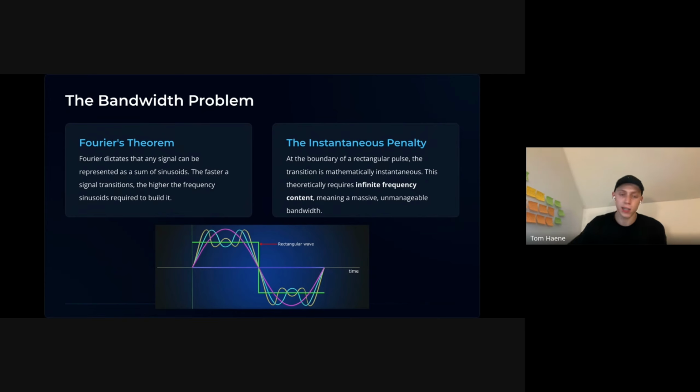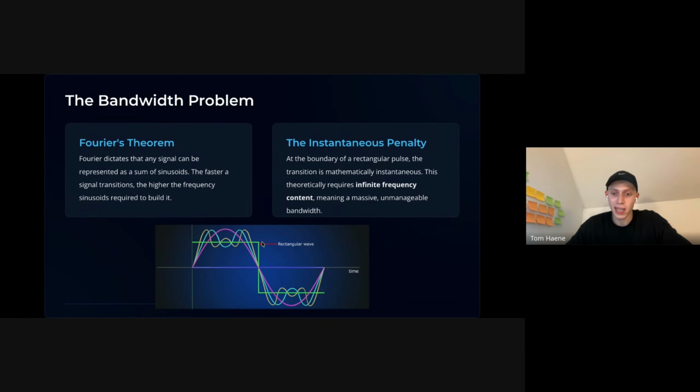Fourier's theorem tells you that any signal can be represented as a sum of sinusoids. The faster a signal transitions, the higher the frequency sinusoids required to build it. The keyword there is build it. If you look at this bottom, you have a square wave, and you can create this using an infinite sum of these sinusoids of increasing frequency. You start with the bottom one, and you do a quicker one, and so forth.